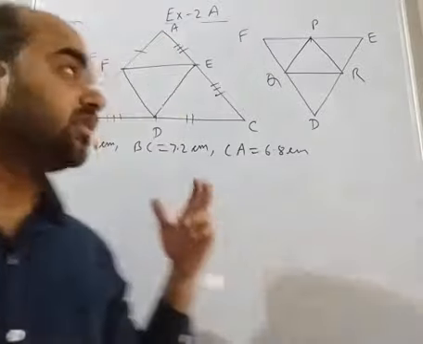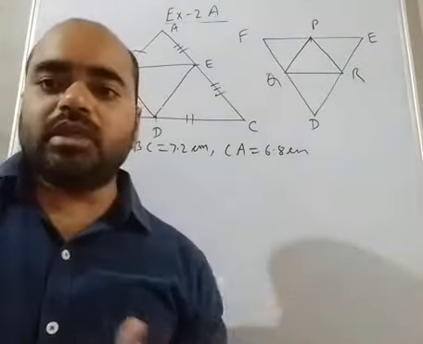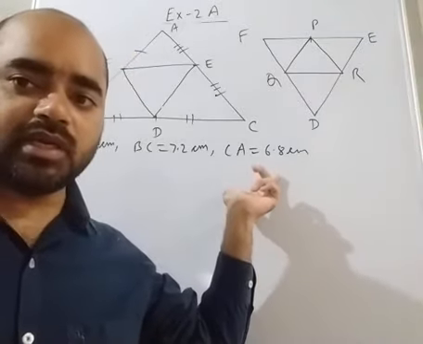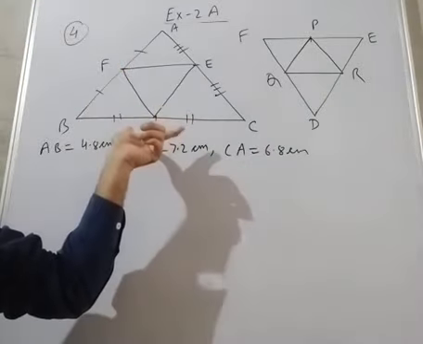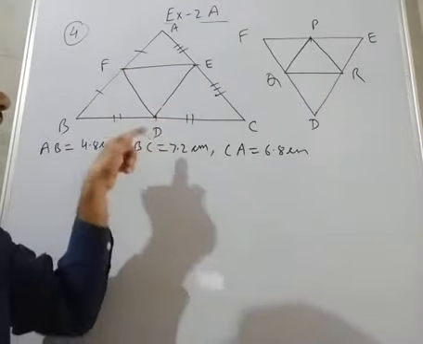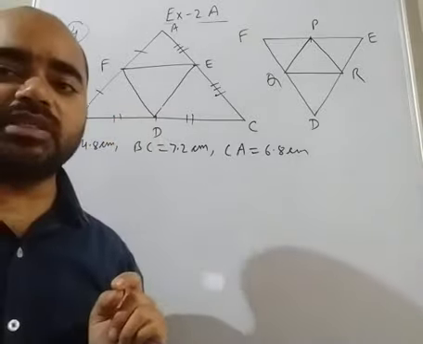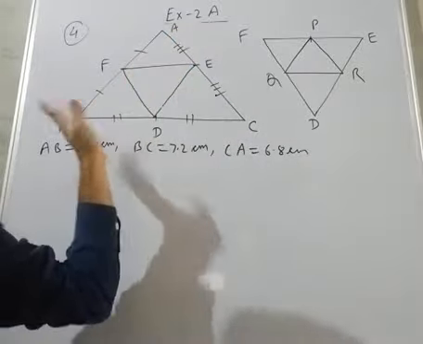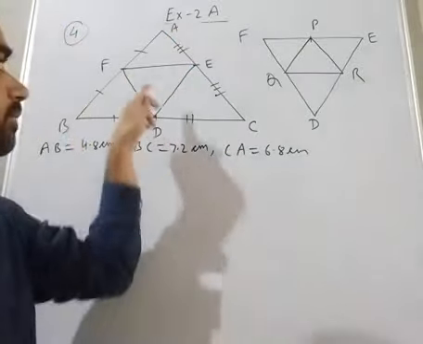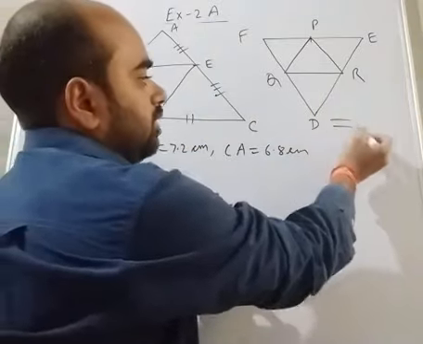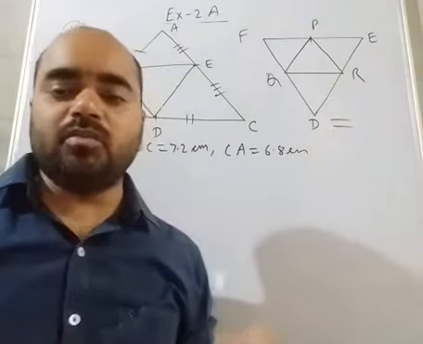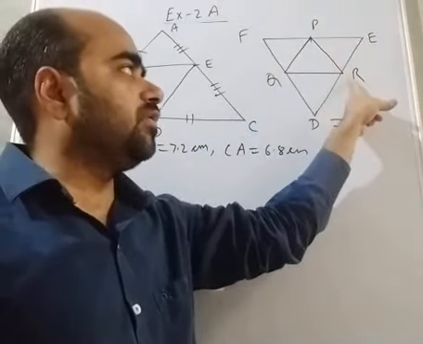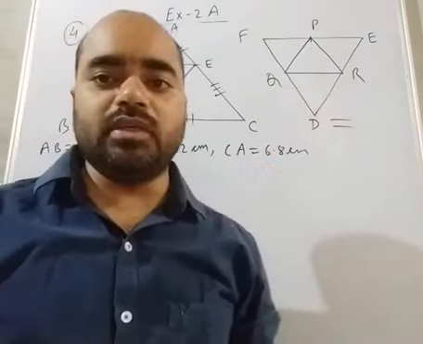Again, what is given in question number 4? In one diagram, two triangles are given. Now I have made two diagrams from the given diagram in your question. In one diagram, I have taken triangle ABC, and the midpoints of triangle ABC are given. D is midpoint of BC, E is the midpoint of AC, and F is the midpoint of AB. Now in the same diagram, for the triangle DEF, again midpoints of all the sides are given. P is the midpoint of EF, R is the midpoint of DE, and Q is the midpoint of DF.